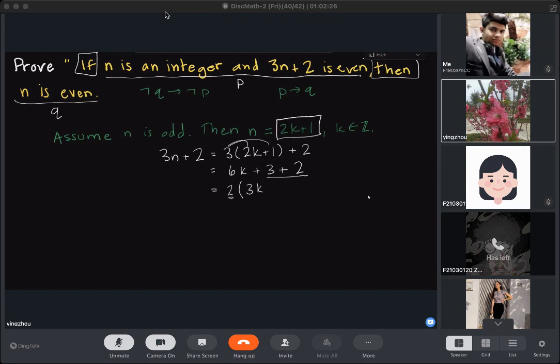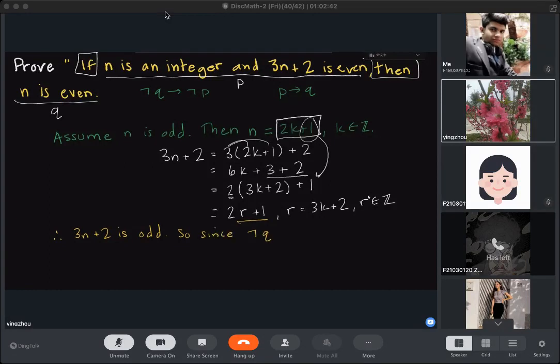And then what I have shown is 3n plus 2 is odd, by definition of an odd number. So since not q implies not p, then if p then q is true by contraposition.